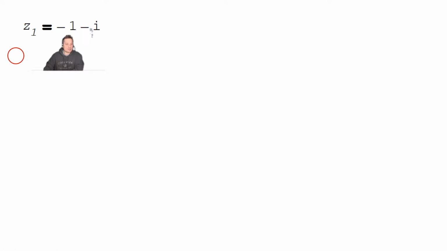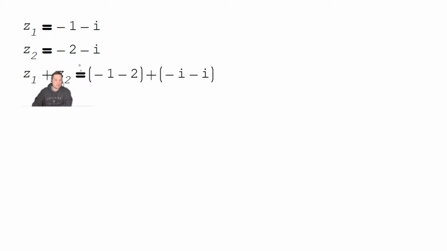Let's look at the next one here, because it's going to look like z sub 1 equals negative 1 minus i. Now z sub 2 I'm defining to be negative 2 minus i, just arbitrary values. So when I add them, I'm going to have z sub 1 plus z sub 2, and it's going to be negative 1 minus 2. So I'm combining negative 1 with negative 2, the real parts of the complex numbers. And I'm going to also add up the negative i and the negative i. So it's going to give me, for that reason, negative i minus i.